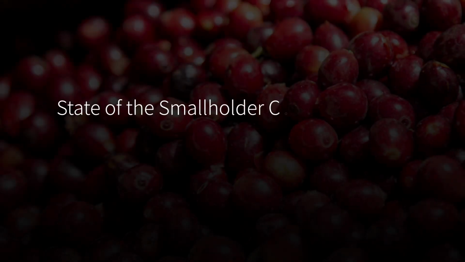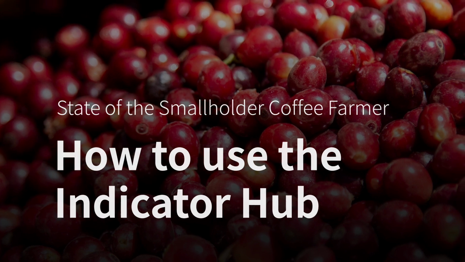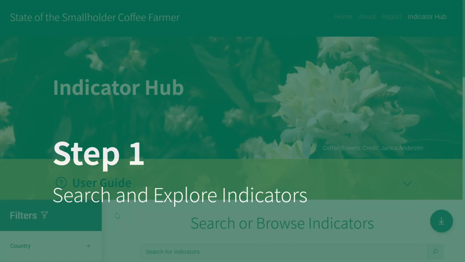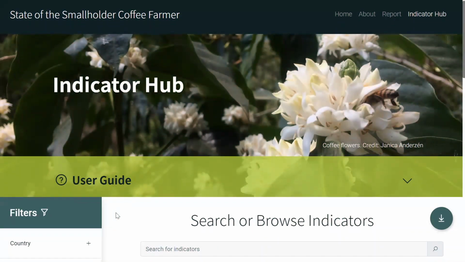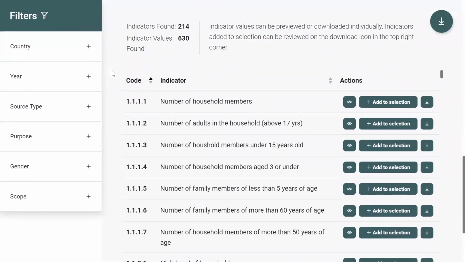How to use the Indicator Hub on the State of the Smallholder Coffee Farmer platform. There are multiple ways to explore indicators. There's a search bar. Below that are categories. On the left-hand side are filters. And scrolling down, all available indicators can be browsed.